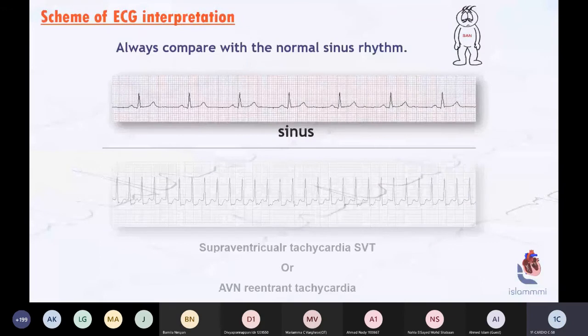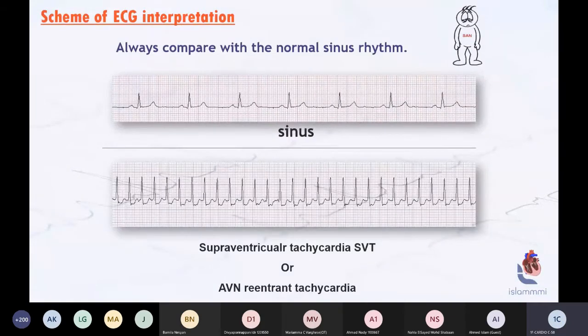So this is to compare the normal one and the supraventricular tachycardia. As you can see here, the heart rate is regular, it's very nice, 75. We have a very beautiful P wave. But here we don't have a P wave before the QRS, this is a T wave, and the heart rate is very tachycardic.